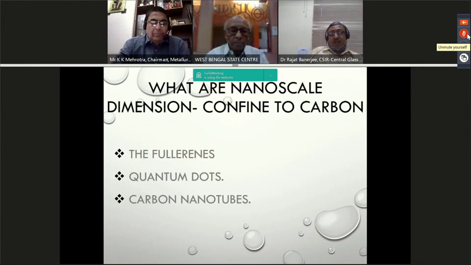And what are the nanoscience dimensions confined to carbon? The fullerene, quantum dot, and carbon nanotube. These are the 3 carbon nanoscience scale dimensions confined to carbon.